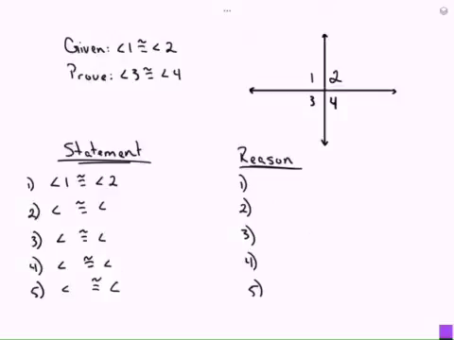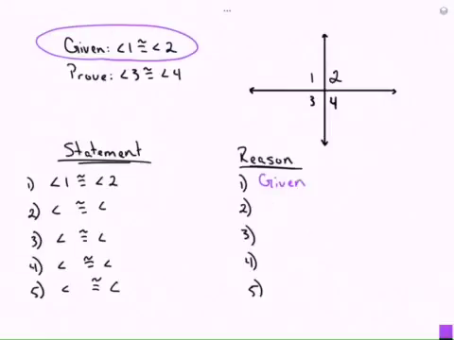The first thing that I want to point out to you guys is in my first statement, statement number 1, I have angle 1 congruent to angle 2. I know that that is true because it is in my givens, and I am going to use that information if I can. So the reason why I know that that first statement is true is because it's given. And I'm just going to write that in for my first reason.